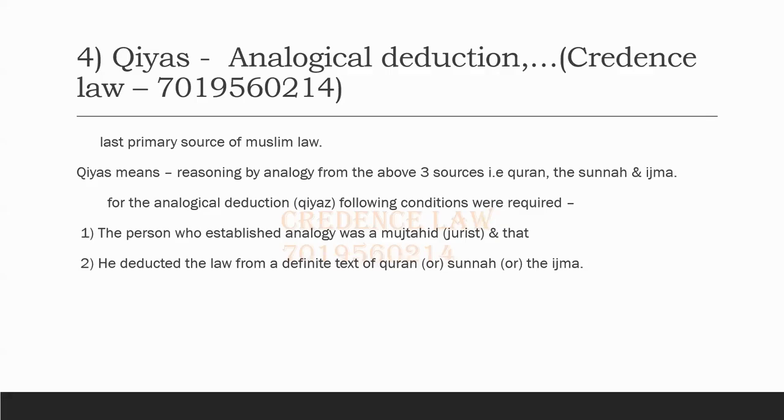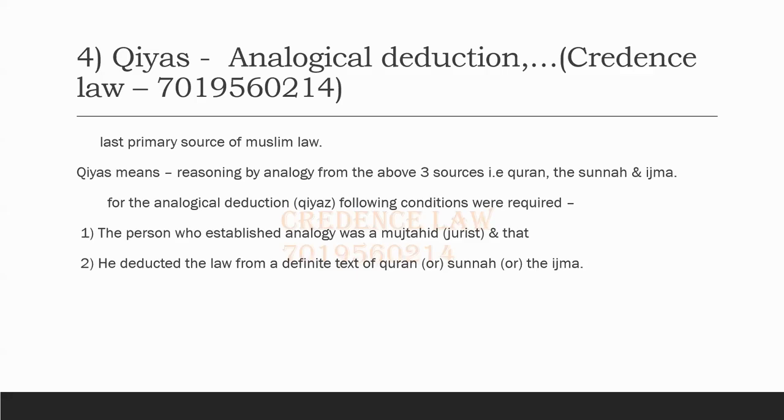Analogy is nothing but a comparison between two things that shows a way in which they are similar. That is the meaning of the term analogy in our day-to-day parlance. Analogical deduction in the sense we refer to the first three sources and come to a conclusion. So the last primary source of Muslim law is qiyas. Qiyas means reasoning by analogy from the above three sources, that is, Quran, Sunnah, and Ijma.